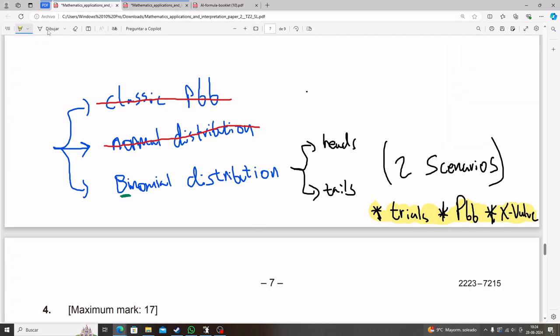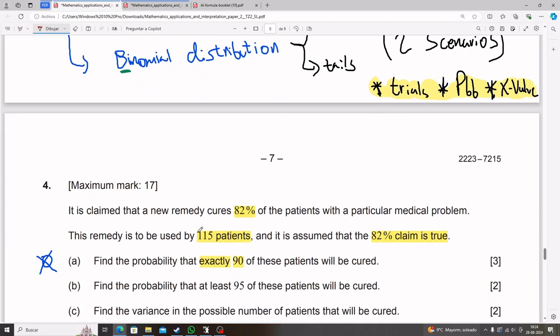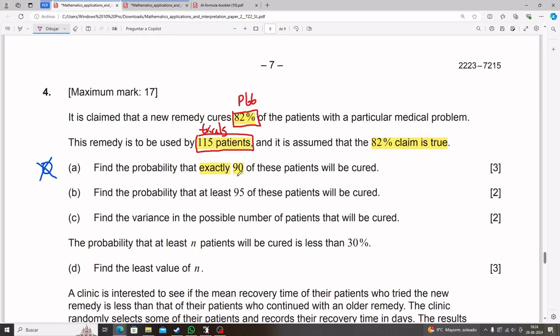So what is each thing? Trials, in this case, is 115. This remedy is being used on 115 patients, and you're checking to see how many times it works or not. So this will be your trials. This is the probability that it works. And the X value will depend on what they ask for. For example, over here, if they're asking for exactly 90, then 90 is going to be your X value. And even reading ahead, they tell us for part B, the probability that at least 95 of these patients will be cured. Well, there is your X value again.